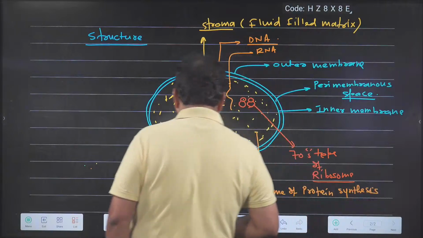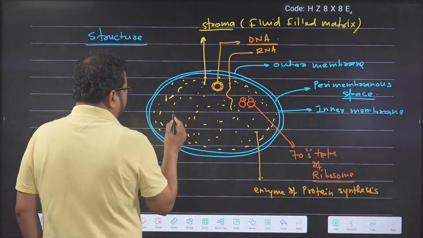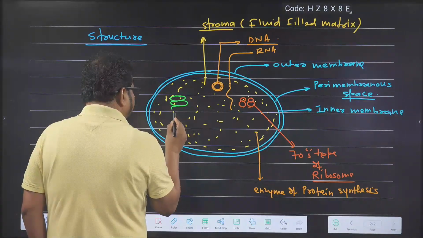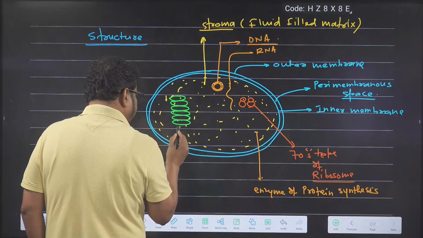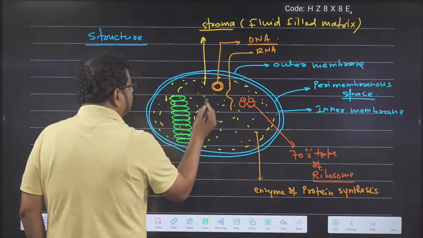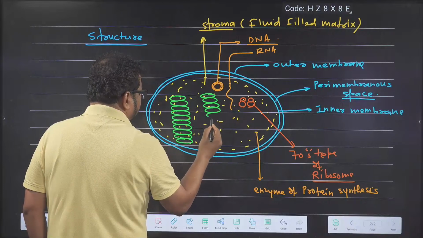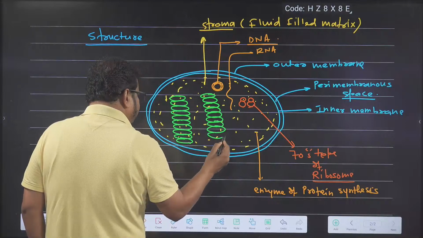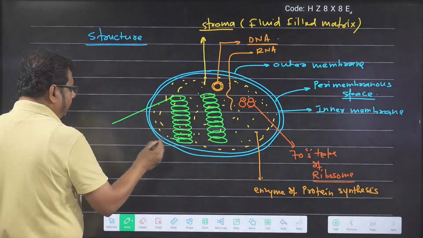Got the idea? Now, beside all these things, here you will find a stack of membranous sac-like structures, like this. It is a membranous sac present one above the other like a stack. Suppose that one membranous sac is a 1 rupee coin. So many 1 rupee coins are placed one above the other. It is looking like this or not? So this structure is called granum.